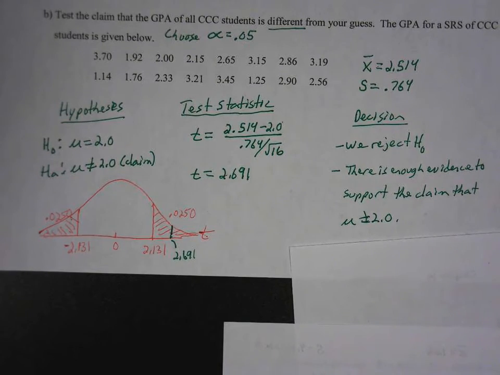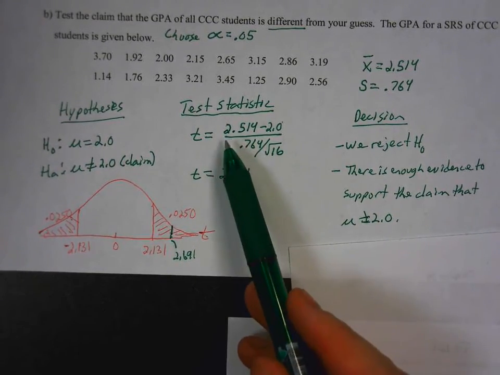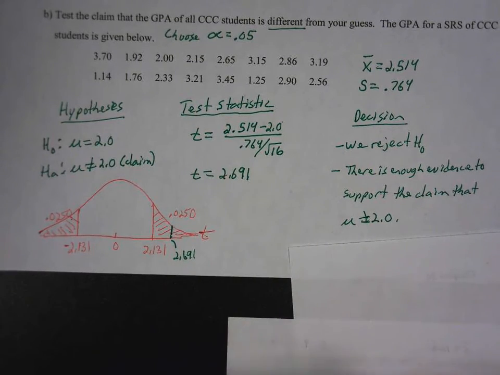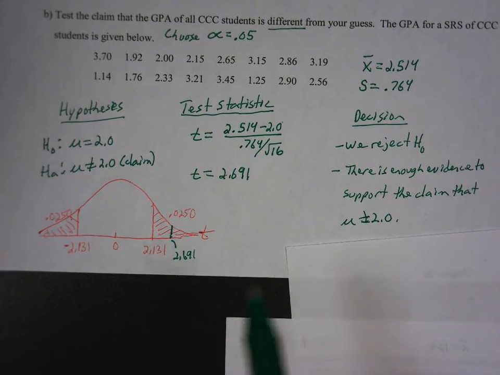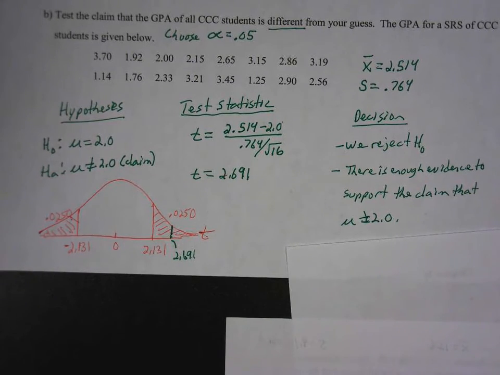Now based on our sample, it looks like it's going to be larger than 2, because our sample mean is 2.514. But we're not going to say that. We're just going to support the claim that mu does not equal 2. Okay, so that takes care of hypothesis tests if you're using the t distribution. The process is the same as always, except now we're using t instead of z.